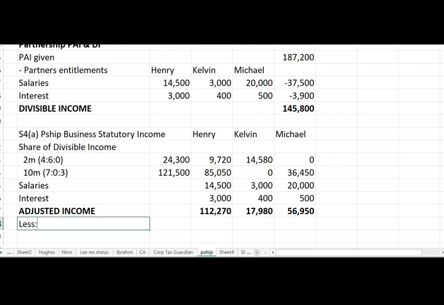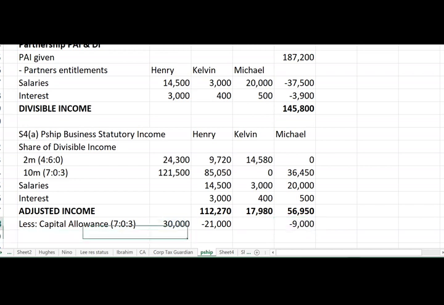Now, remember we say the rule for CA is based on the ratio at the end, right? So it's 7, 0, 3. And the capital allowance is told to be 30,000. So it equals negative 30,000 times 0.7, and then negative 30,000 times 0.3. And Kelvin has no CA because Kelvin is not there at the end of the year.